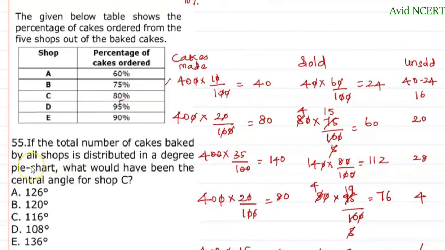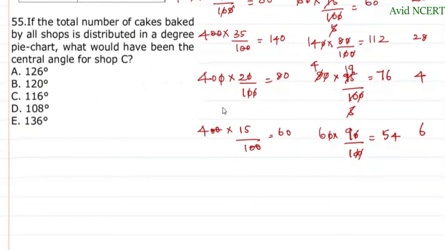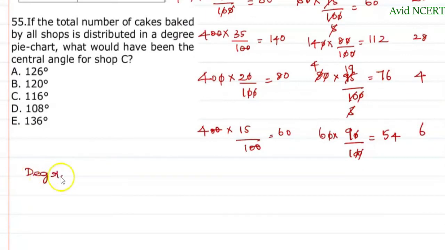55th problem from the SBI PO 2020 question paper. If the total number of cakes baked by all the shops is distributed in a pie chart, what would have been the central angle for shop C? So the total degree of a pie chart is 360 degrees.